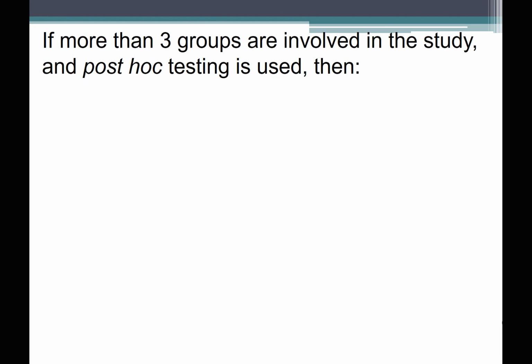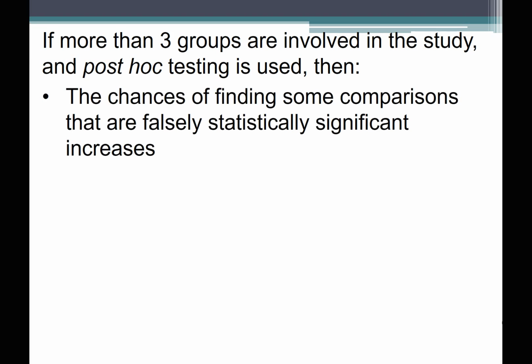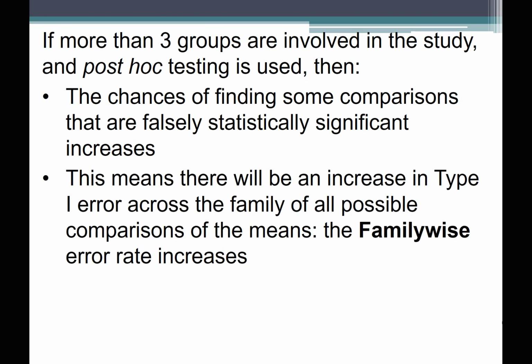So in order to control for that, then we have to use specific tests, right? And this is post-hoc testing. So if more than 3 groups are involved in the study and we're doing post-hoc testing, then the chances of finding some comparisons that are significant when really they shouldn't be, when it's a type 1 error, goes up. This means there's an increase in type 1 error across the family of all possible comparisons of the means. So we tend to say that the family-wise error rate increases.